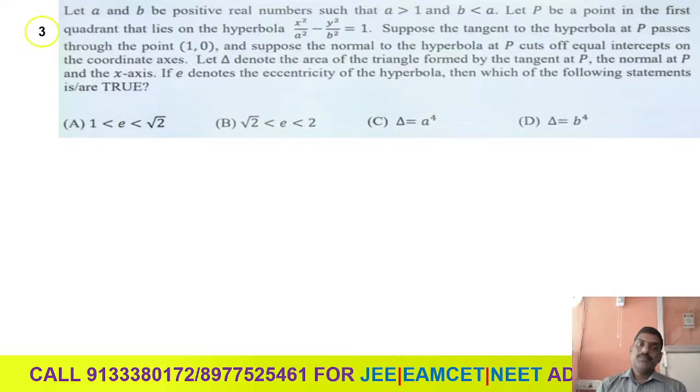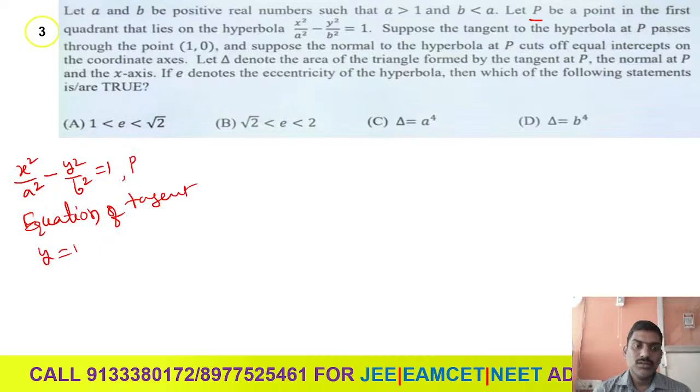Question number 3. Let a and b be positive, and let P lie on the hyperbola x square over a square minus y square over b square is equal to 1. Right? On this hyperbola we have a point P. Suppose the tangent to the hyperbola at P passes through the point 1 comma 0. So what is the equation here? Equation of tangent.